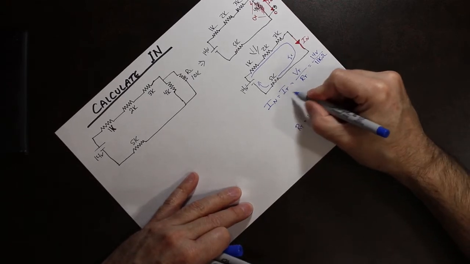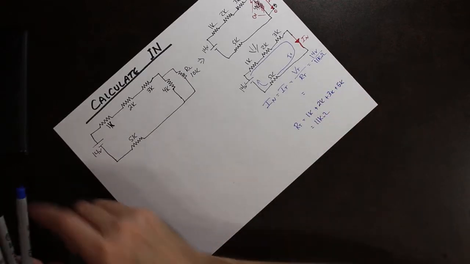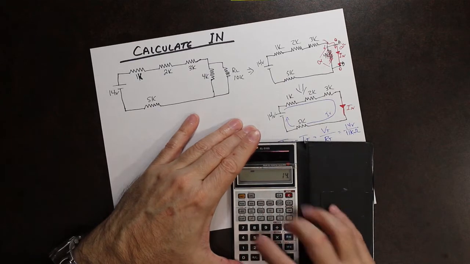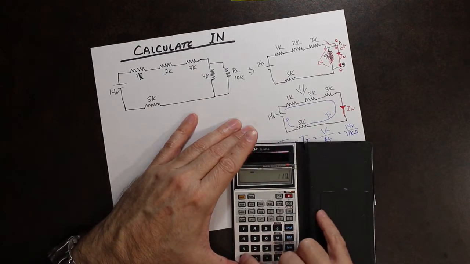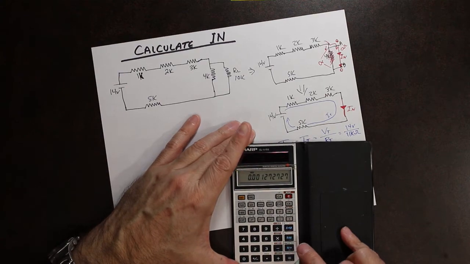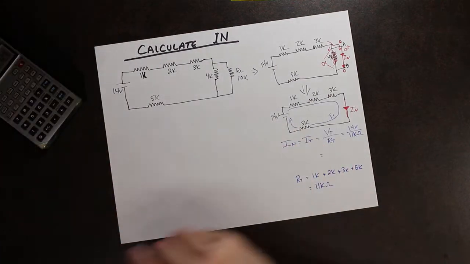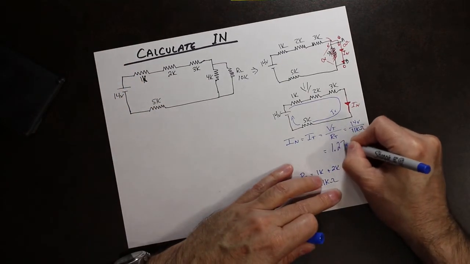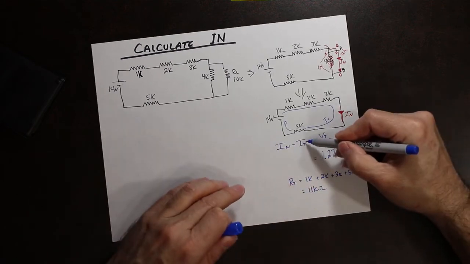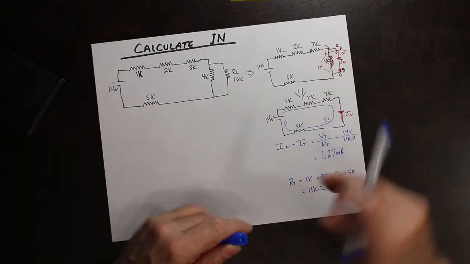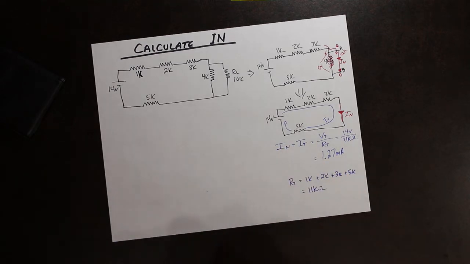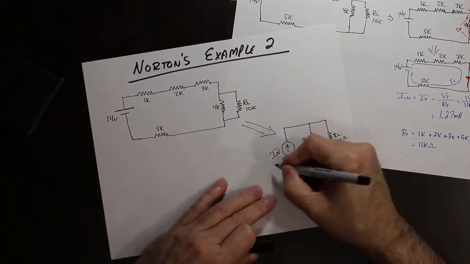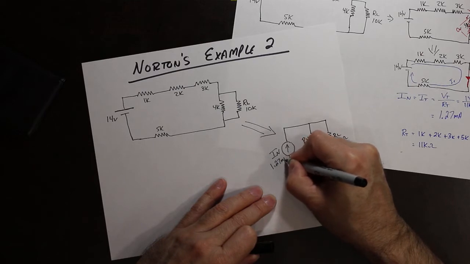So our I total in that circuit is 14 divided by 11K. So we got 14 volts divided by 11K equals 1.27 milliamps. So 1.27 milliamps. That is I total. And for this case, that is I Norton. So what we're going to do is go back to the original. Here we go, and plug that value in. So I Norton is 1.27 milliamps.